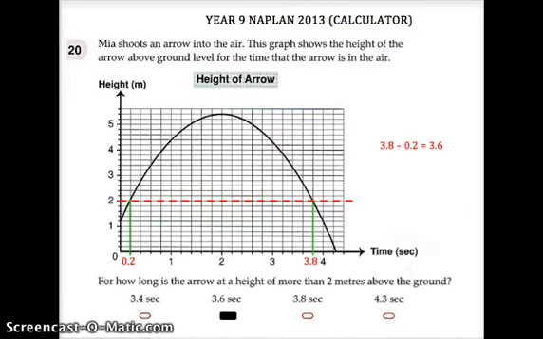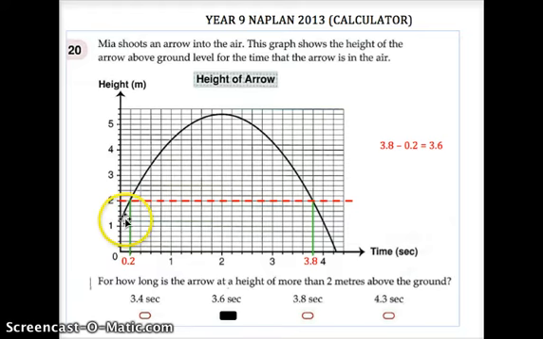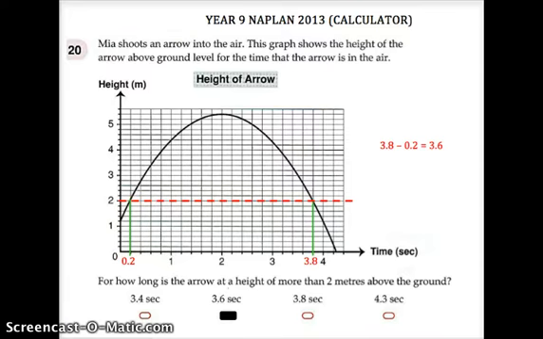Now just talking about this graph a little bit, we can see that when the ball was thrown, it actually started off at a height of a bit more than 1 meter above the ground. So at time 0, the ball was actually 1.2 meters off the ground. You can really be asked any sorts of questions regarding this graph.